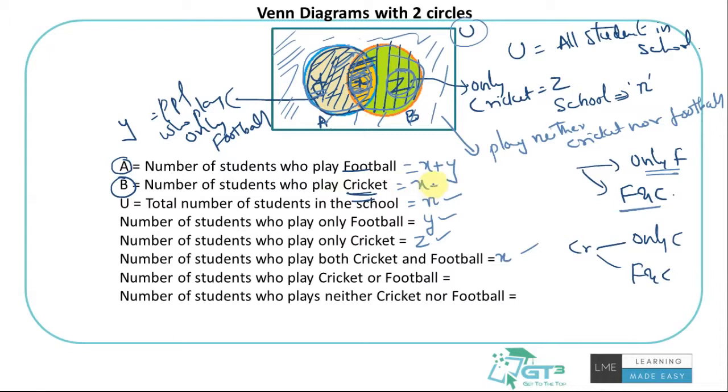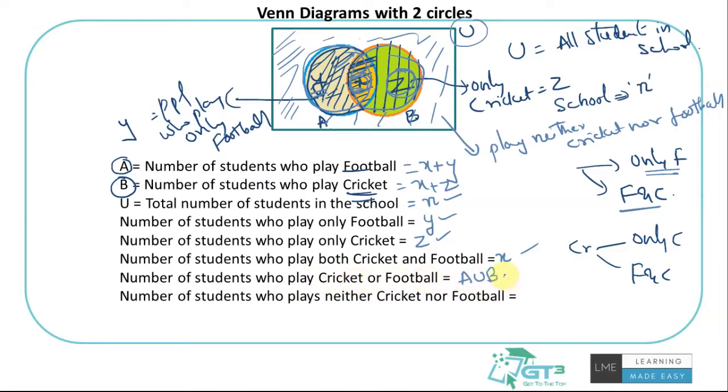So this will be X plus Z. Right, and what will be the number of students who play cricket or football? This is basically talking about A union B, right? At least one of these, even if they play one of these two games, that's fine for me. That's why it's asking the number of students who play cricket or football.